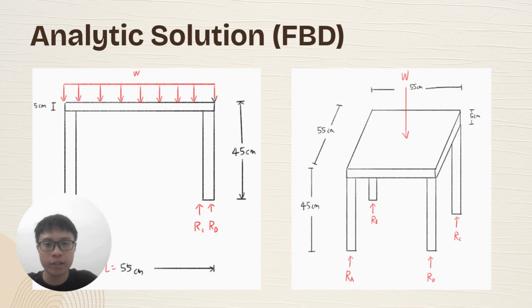Moving to hand calculation, this is our free body diagram. We can see there is a distributed load, with small w, acting at the tabletop, which is our beam. Below the beam, we have four supports. The support reactions are RA, RB, RC, and RD. In the 3D isometric diagram, you can see the distributed load can be converted to a force, W, acting at the midspan.